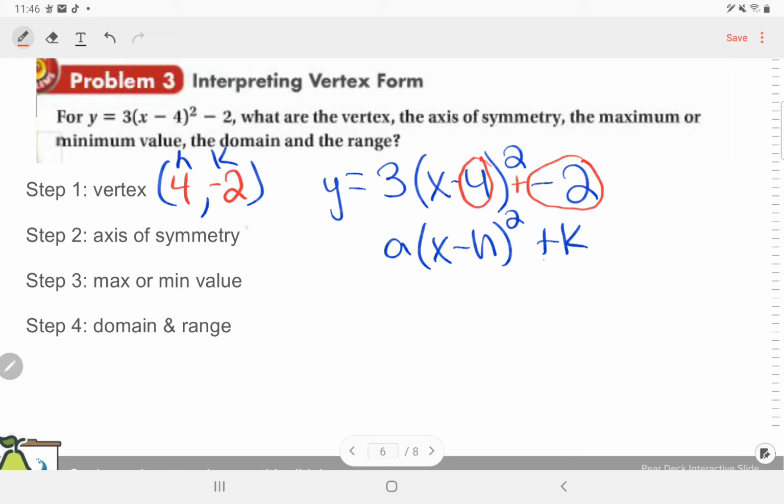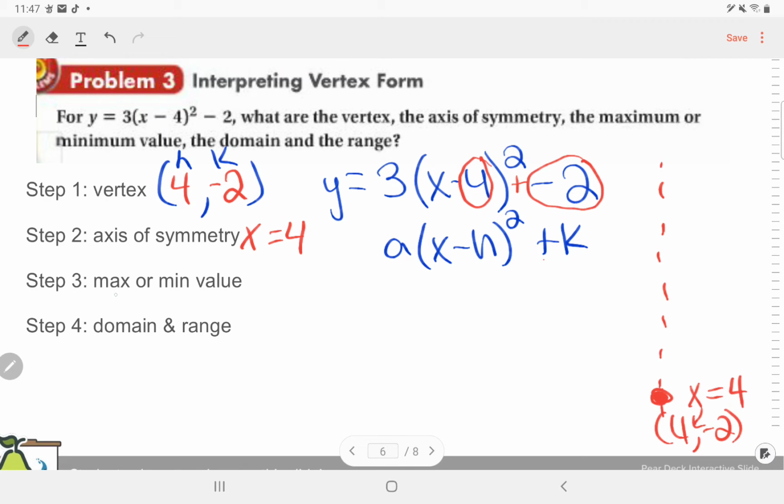Remember, our axis of symmetry is that imaginary vertical line that's going through the vertex. So if my vertex was at (4, negative 2), then my axis of symmetry is a vertical line where my x is positive 4. So we have x equals 4, which is our axis of symmetry. Whatever your h is, that is what your axis of symmetry is.